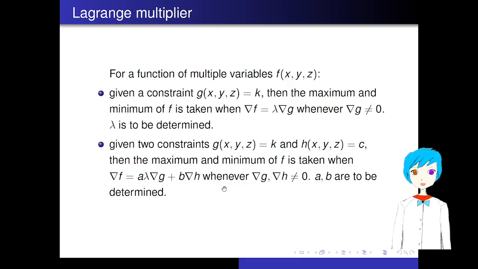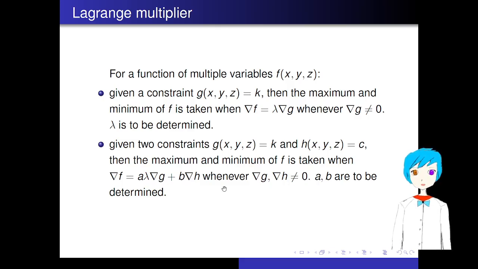The minimum and maximum of f are taken when the gradient of f equals lambda times the gradient of g. Lambda is a scalar whenever the gradient of g does not equal 0. Lambda is to be determined. That is to say, if the gradient of g is non-degenerate, then the gradient of f at the maximum and minimum of f on the surface g of x, y, z equals k must be in the same direction as the gradient of g. So that is for the situation where there is only one constraint.